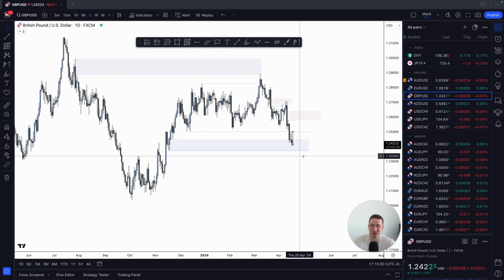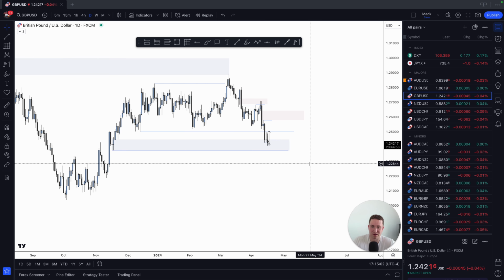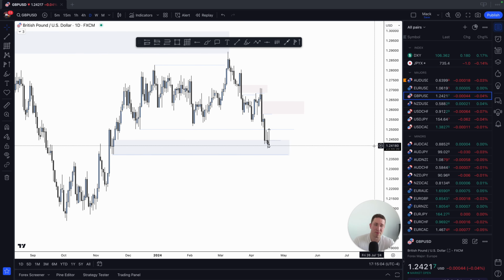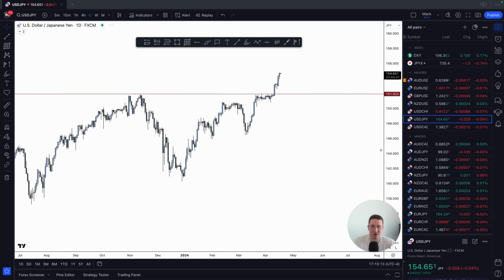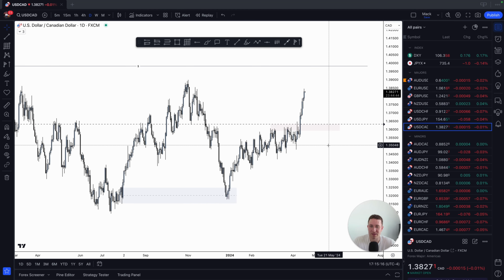I'll just skim through these here right now, and you guys will get a gist of what I'm looking at, and I'll actually show you my actual list of the pairs that I'm looking at right now. So say I just go through all these major pairs right now. I don't see anything worth really taking.